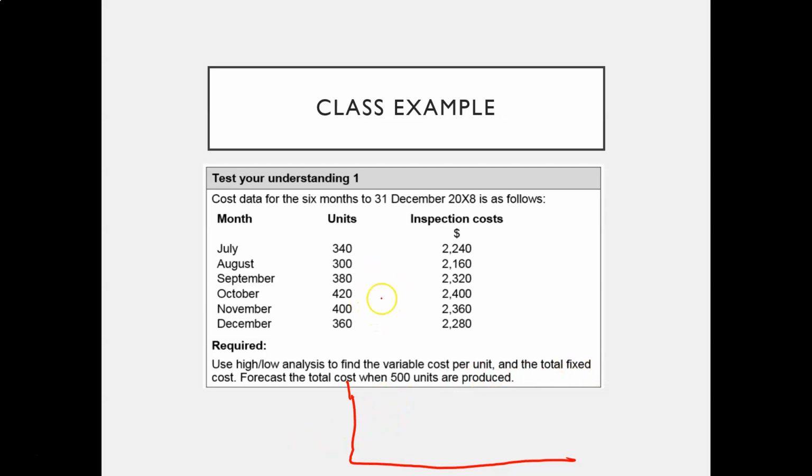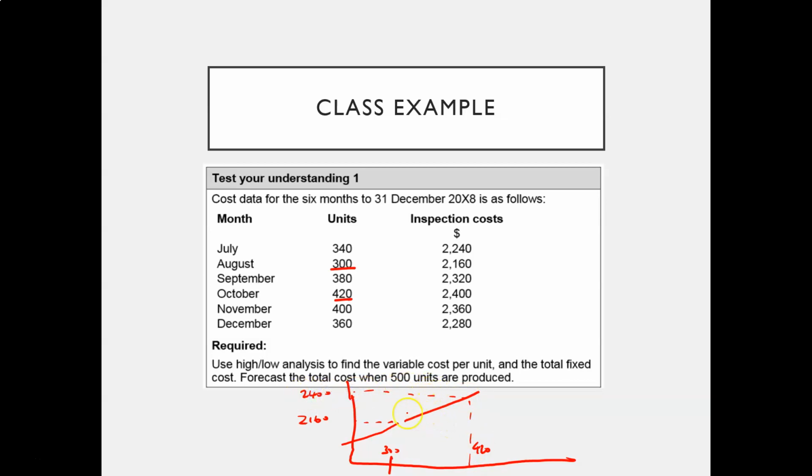Just for simplicity, I'm going to find the lowest number of units, which is 300, and the highest number of units, which is 420, as I can see there. So I'm going to put the 300 here, and its associated cost I'm going to call 2160, and then do that over here and call this 420, and then call this 2400.